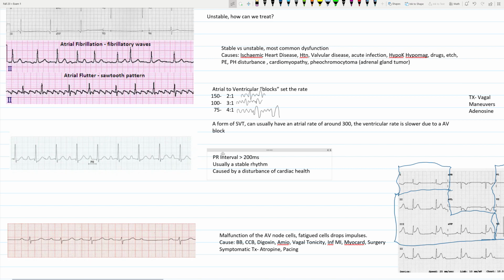This is usually a stable rhythm. Usually asymptomatic. They might experience an occasion of chest pain, but this is usually caused by disturbances of cardiac health.